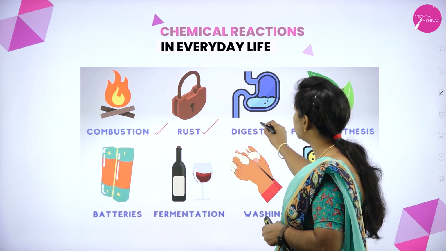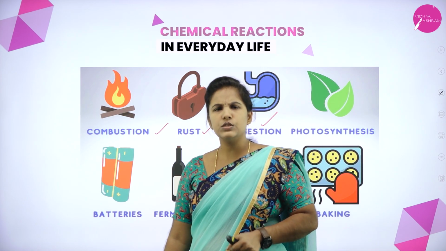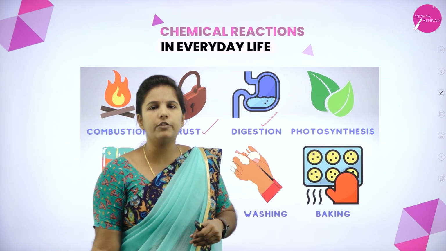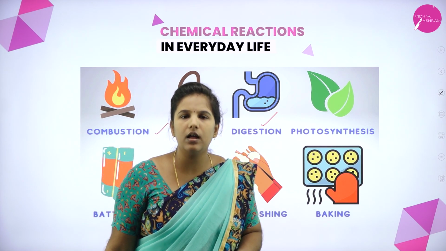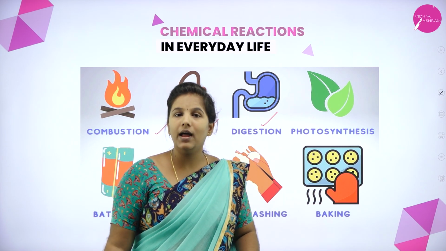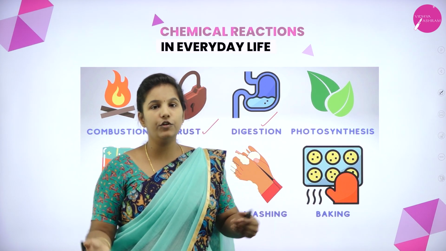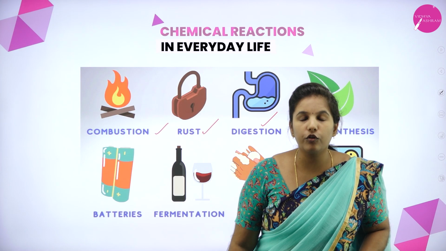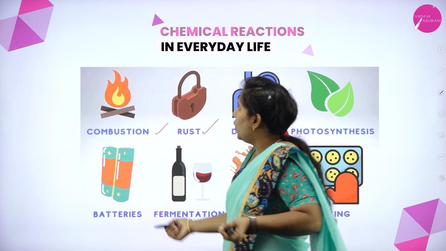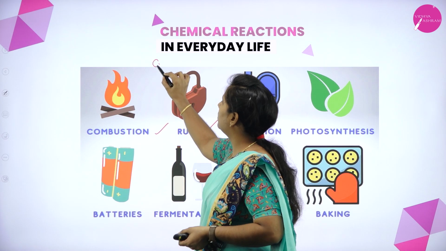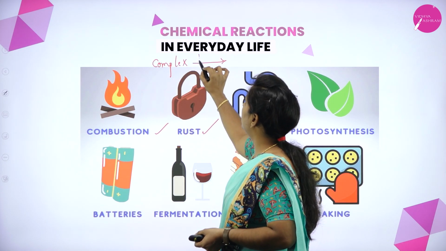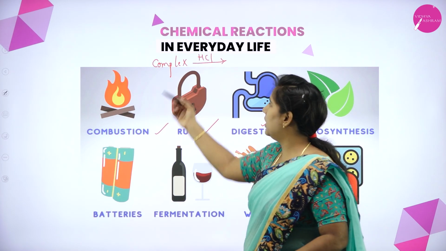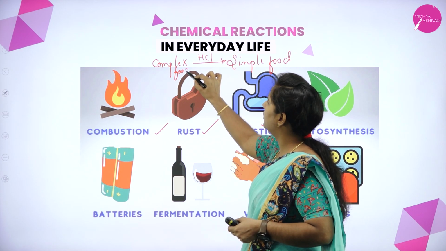And another example is digestion. We all know that we take solid food. Once we take the solid food, where will it go? It will directly go to the food pipe. Then it will enter the stomach. In the stomach, we all know that hydrochloric acid is produced. What happened? You are taking complex food, right? The HCl will be produced in the stomach. It will convert the complex food into simple food.